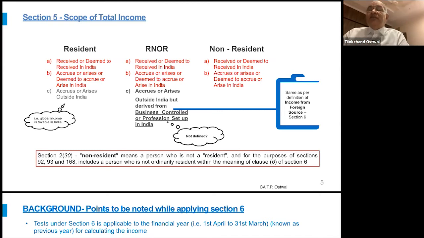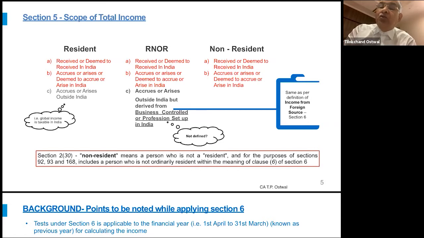Section 2 subsection 30 defines non-resident, means a person who is not a resident. And for the purpose of section 9, now this definition is very negatively put. A person is non-resident who is not a resident. Fine, understandable. But the benefit of that is extended in some sections.